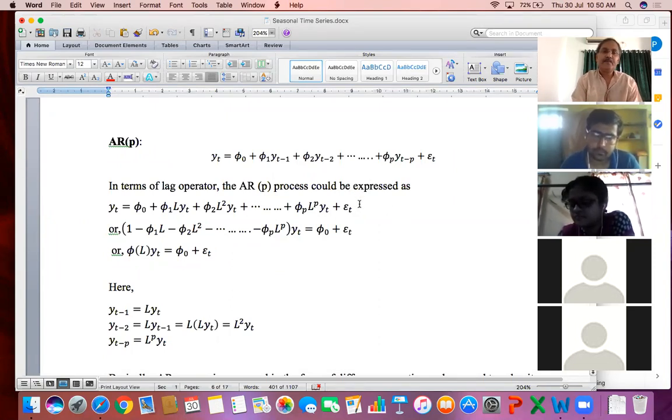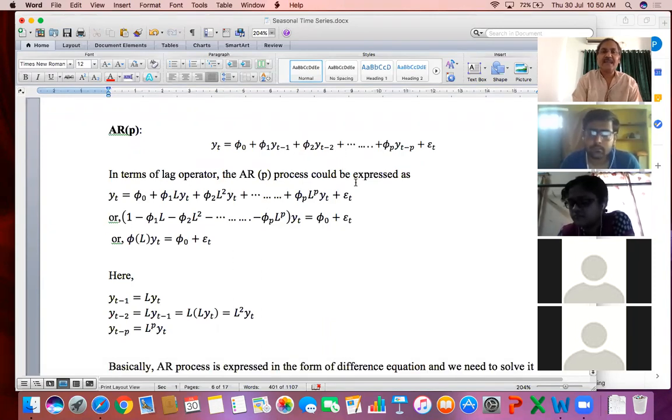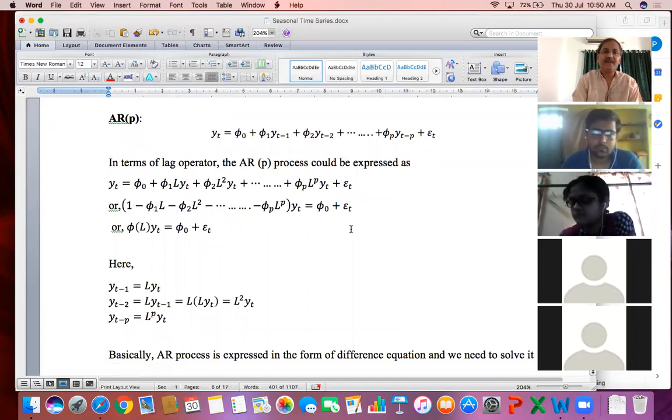Now, to simplify the expression, you can use the lag operator. We mentioned the lag operator in the last class. How do we define the lag operator? Just look at this expression: Yt minus 1 is equal to L Yt. So L makes a relationship between the current value of y and the past value of y. Similarly, we can express Yt minus 2 is equal to L Yt minus 1.